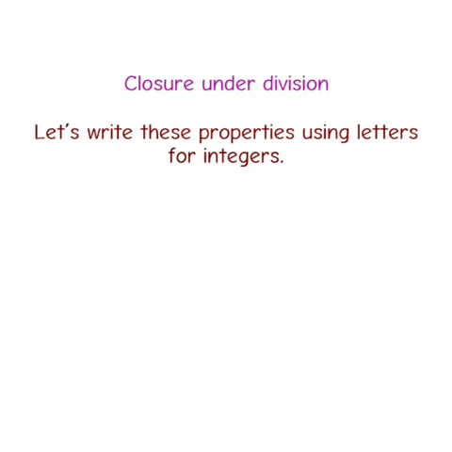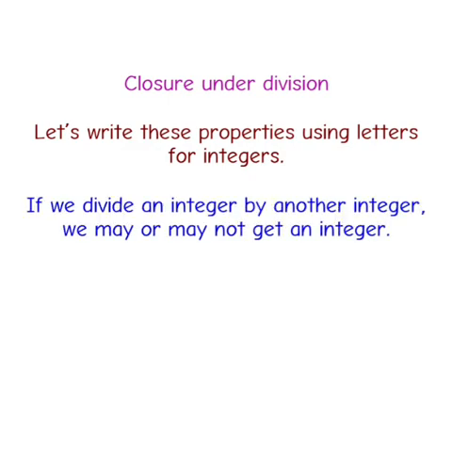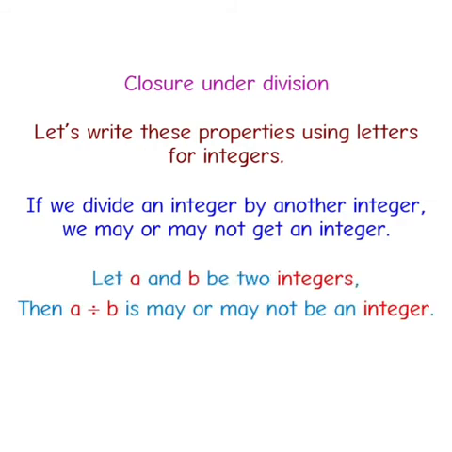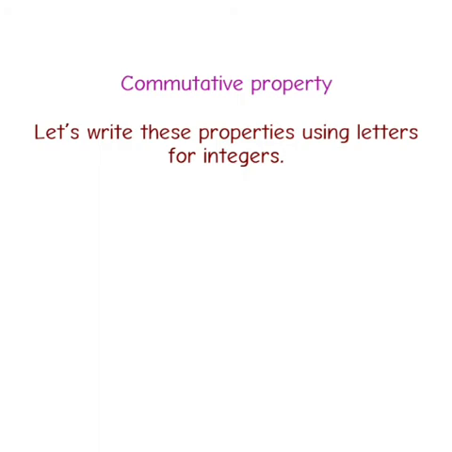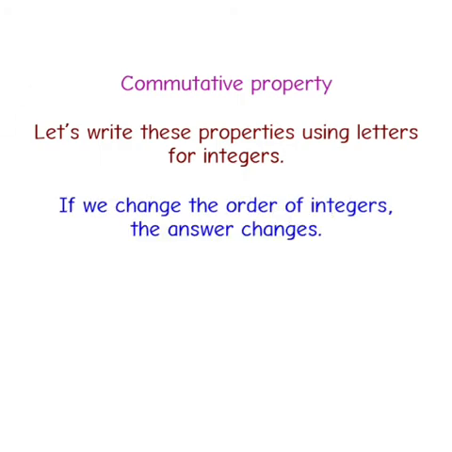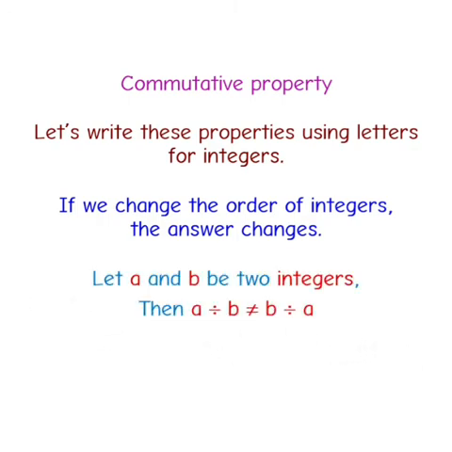Closure under division. Let's write these properties using letters for integers. If we divide an integer by another integer, we may or may not get an integer. Let a and b be 2 integers. Then a divided by b may or may not be an integer. Commutative property. If we change the order of integers, the answer changes. Let a and b be 2 integers, then a divided by b is not equal to b divided by a.